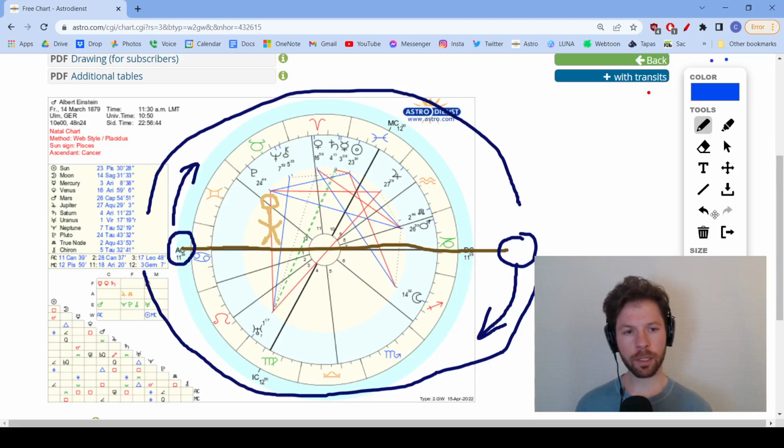Every chart's different. Every chart's going to have different language to it. But this is the idea of what you're looking at and how you can start to pick it apart to understand more of what's going on.